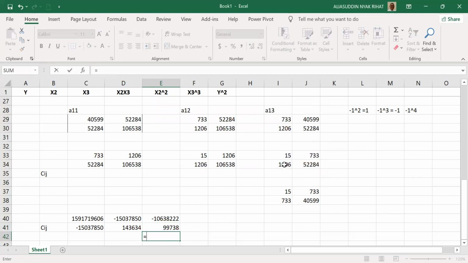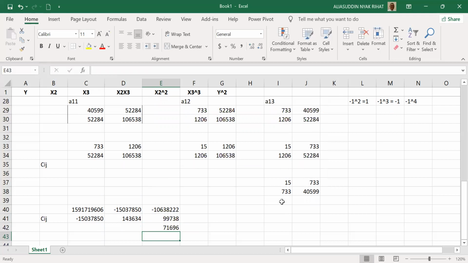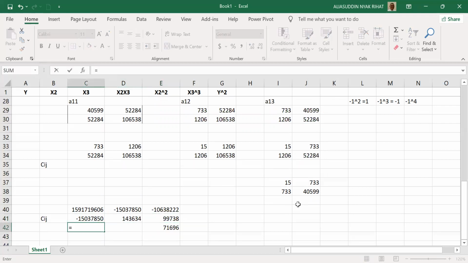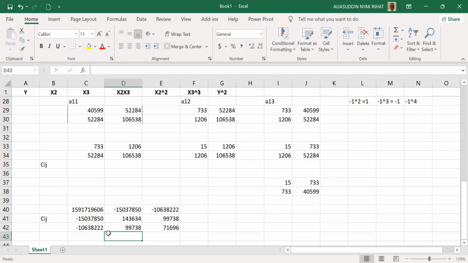Last one is A33, that means positive. This one multiply by this one minus this one multiply by this one. Next step is copy from upstairs, from here, and copy from here. Same thing. We call it the cofactor. Cofactor.